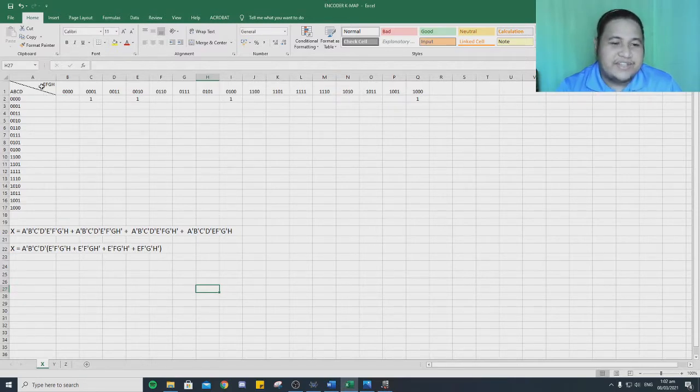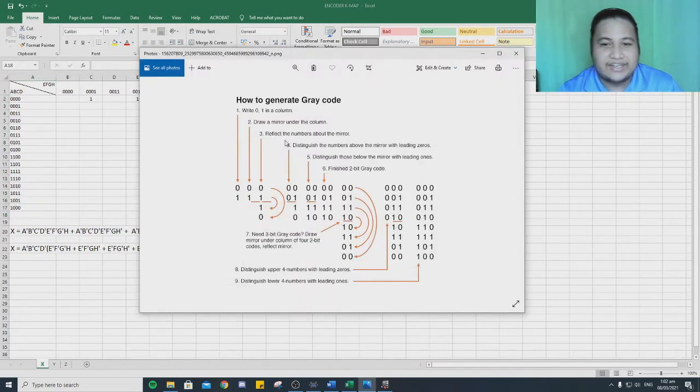So for our convenience, we'll be using these inputs for the schema. So A, B, C, D for one set and E, F, G, H for the other. So if you're wondering how to find out these values to correlate their Boolean value, we need to generate these things which are called gray codes.